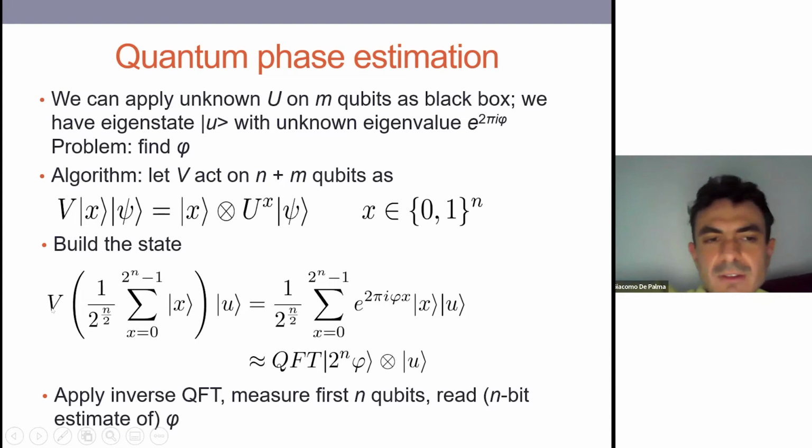So, recap: you create this uniform superposition, you apply this V, then you apply the inverse quantum Fourier transform, you measure the first register, and then you directly get an n-bit estimate of phi, and then an n-bit estimate of the eigenvalue of the unitary operator that we wanted.